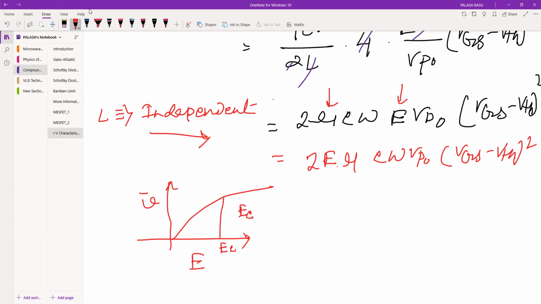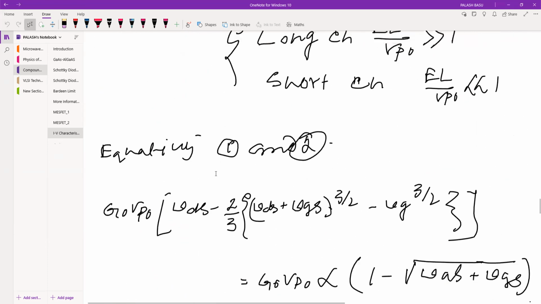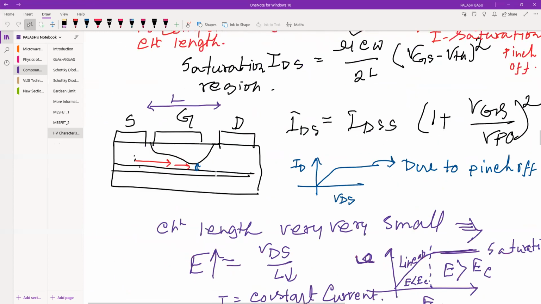Your EC means your current, in this case equal IDS into short. What do you mean by this case? Like, you see, the problem is what I am trying to tell you here: this length is so small, the current is already saturated.